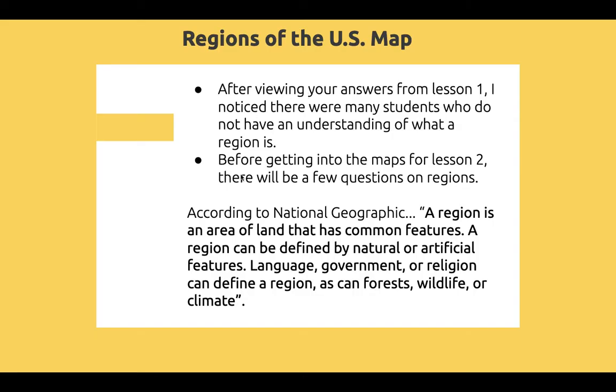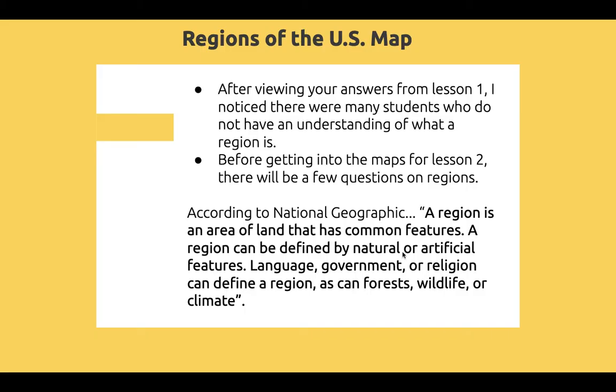So that's just what I described to you up here, but down here is a working definition for a region according to National Geographic. A region is an area of land that has common features. A region can be defined by natural or artificial features. Language, government, or religion can define a region, as can forests, wildlife, or climate.